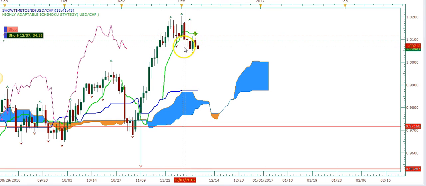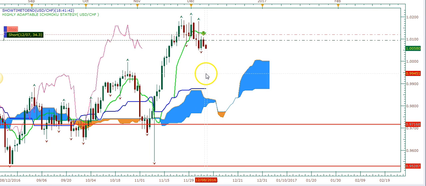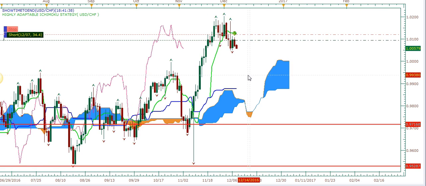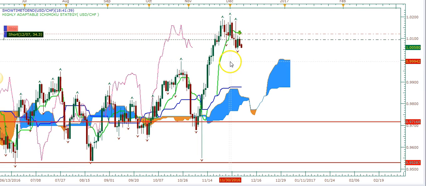All right, so we got a pullback. Now, I like to use fractals a lot, so we broke these fractals. That was an indication to me of what was going on with the market. So I wanted to go to the 4-hour time frame to get a better entry.